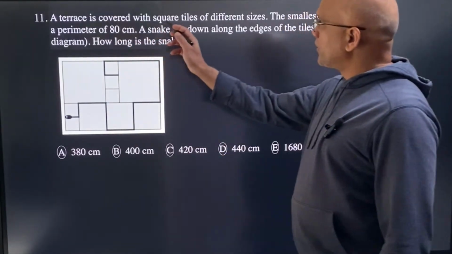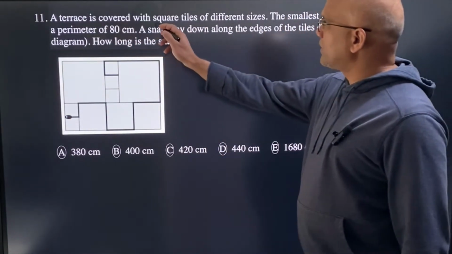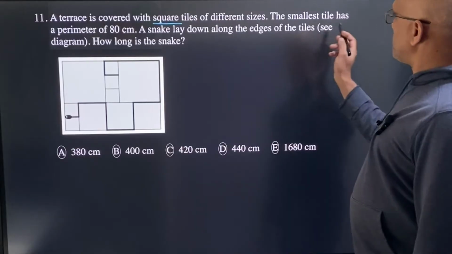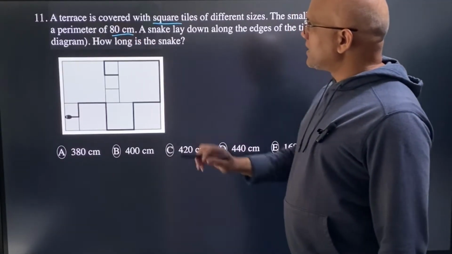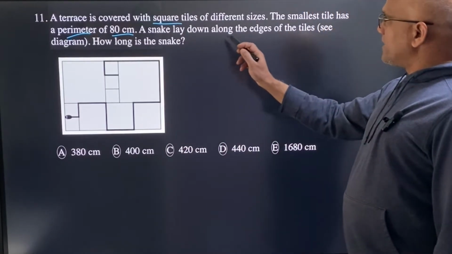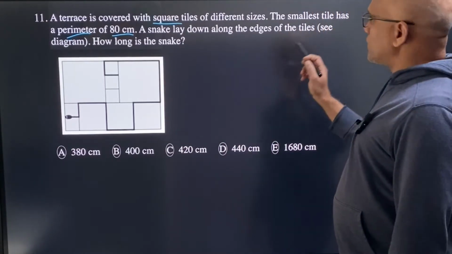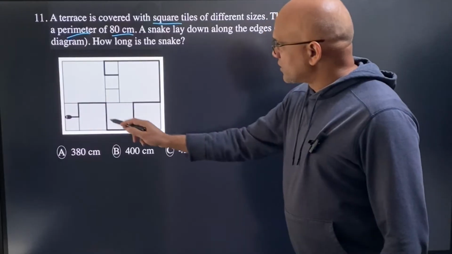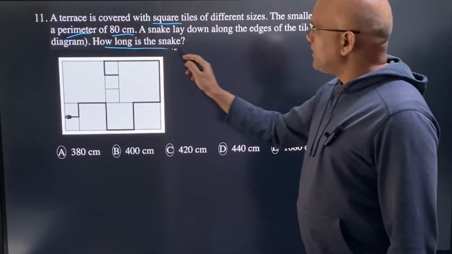A terrace is covered with square tiles of different sizes, so they are all square tiles. The smallest tile has a perimeter of 80 centimeters. That's the perimeter. A snake lays down along the edges of the tiles. See this diagram. All right, so this is the snake. How long is the snake?